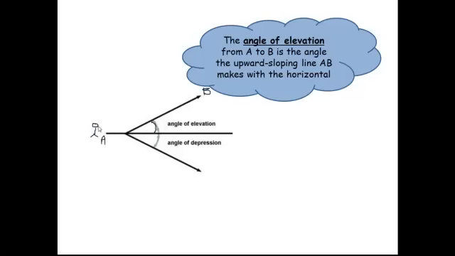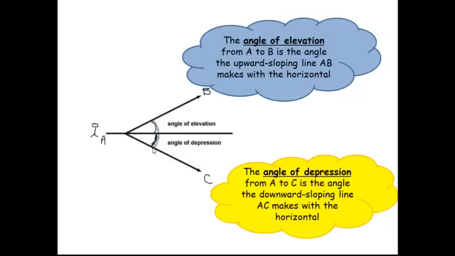Okay, and in the same way, if you were looking down, so say you were looking down at something at point C there, then that's the angle of depression. So this bit here, okay, is the angle of depression. So it's the angle the downward sloping line AC makes with the horizontal. So let's look at a couple of word problems to see where that's going to come in.